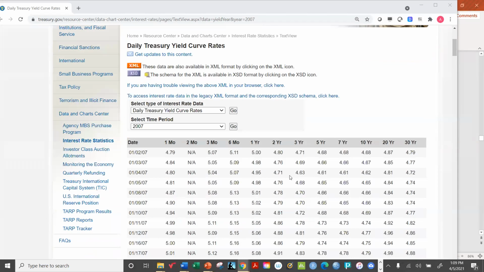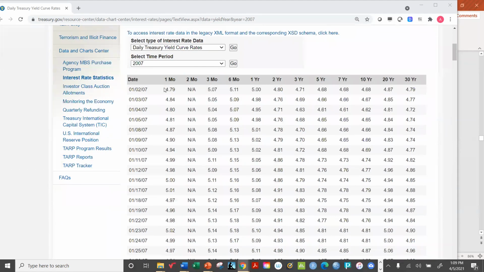Yeah, look at the numbers. Oh my God, look at this. Look how high those numbers are. You could get 4.79% on a 30-year, even down here at the short end. 1 month Treasury bills were paying 4.79%.